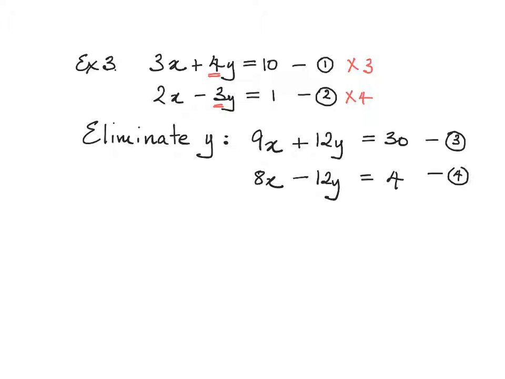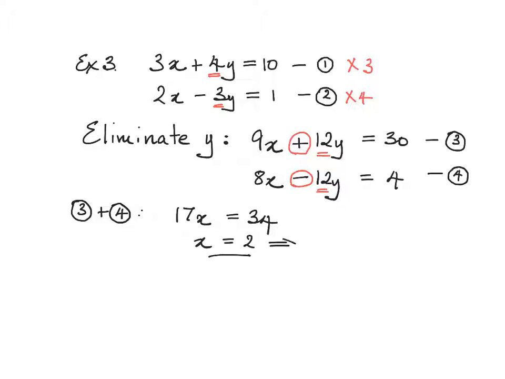Now remember what I said. If the signs are different but the numbers are the same, then you add. So equation 3 plus equation 4. 9x plus 8x, 17x, plus 12y minus 12y, 0. 30 plus 4 is 34, and 17 divides into 34 2 times.